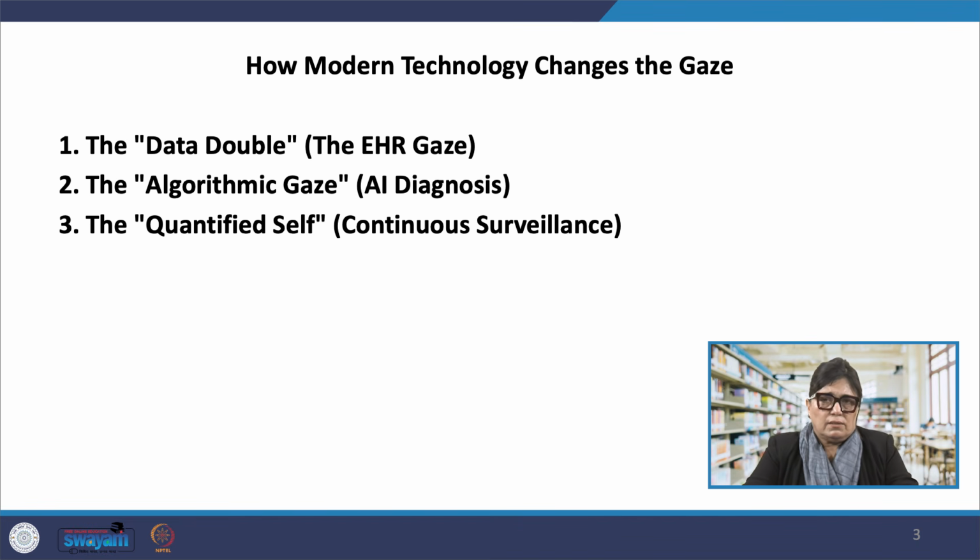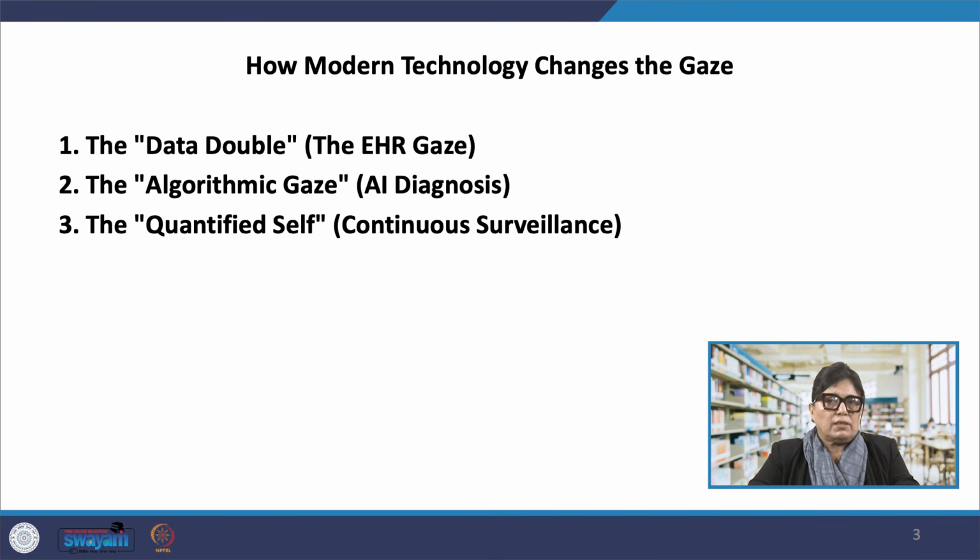Clinicians risk evaluating this virtual profile of laboratory values and check boxes instead of the physical person in front of them. The algorithm gaze, AI diagnosis: artificial intelligence and deep learning analyze massive imaging data, tissue samples, and EKGs to predict pathology faster than human perception. This shifts the clinical gaze away from human sensory deduction entirely. The diagnosis is generated inside an opaque black box algorithm, separating clinical choice from patient narrative.